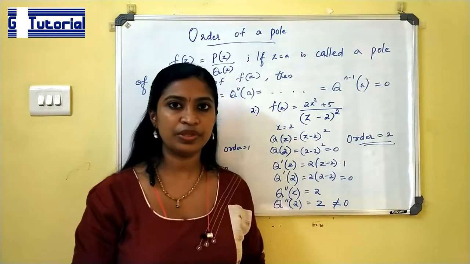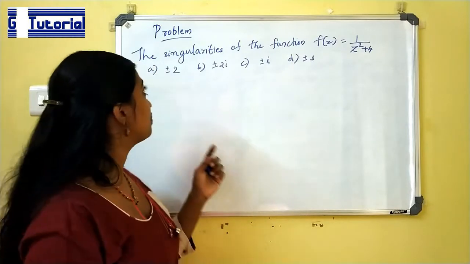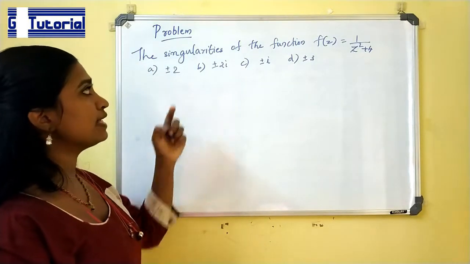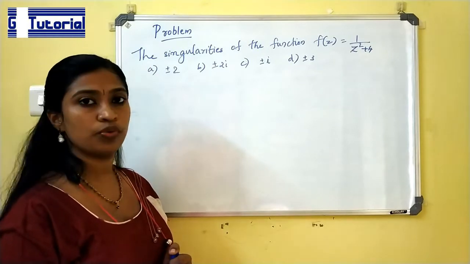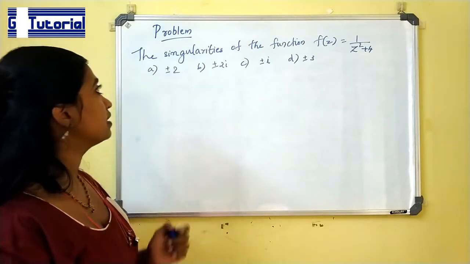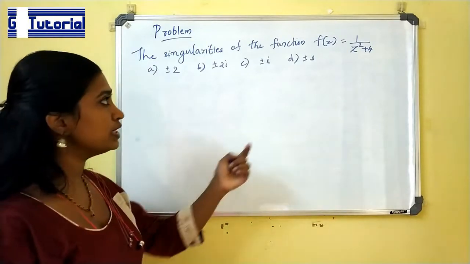Now I think you are clear with the term order of the pole. Now we can do a problem. Find the singularities of the function f of z is equal to 1 by z square plus 4. We are asked to find the singularity of the function, or the pole or the singular point of this function.